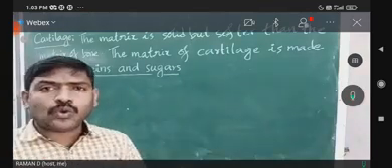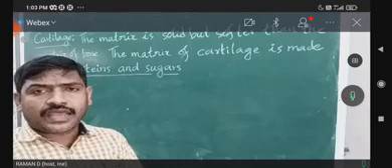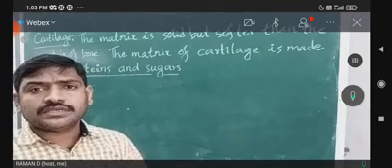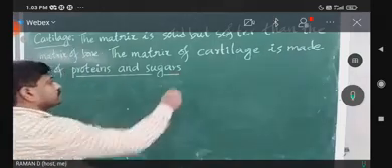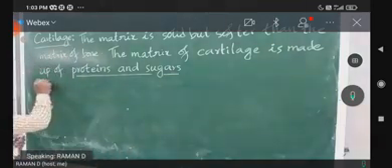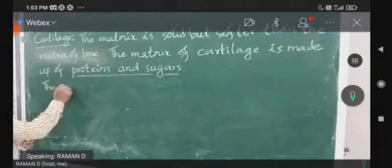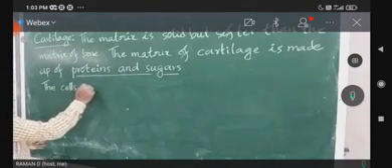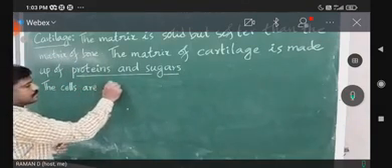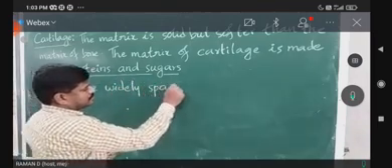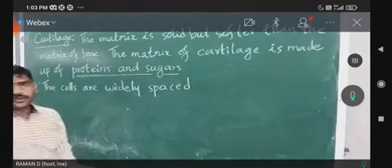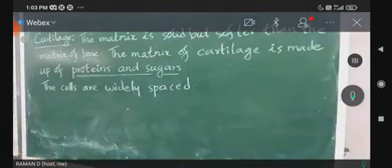In bone, the cells are closely arranged, whereas in cartilage, the cells are widely spaced.